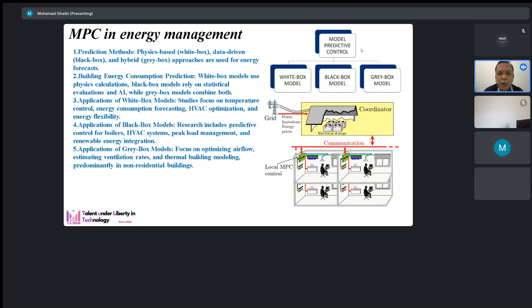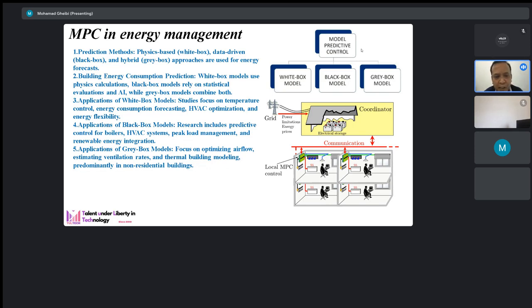For building energy consumption prediction, different modeling techniques are used based on the prediction method. White box models, for example, utilize physical calculations to forecast energy consumption in buildings. Black box models rely on statistical evaluation and artificial intelligence algorithms to predict energy use patterns. As for the application of black box models, these models are applied in predictive control systems for boilers, for example, for managing peak load and integrating renewable energy sources in building operation.